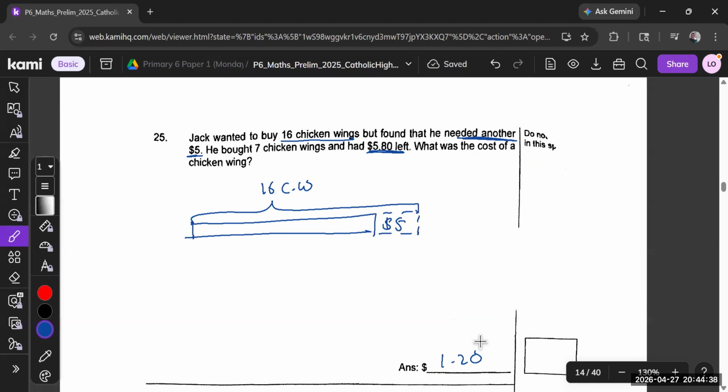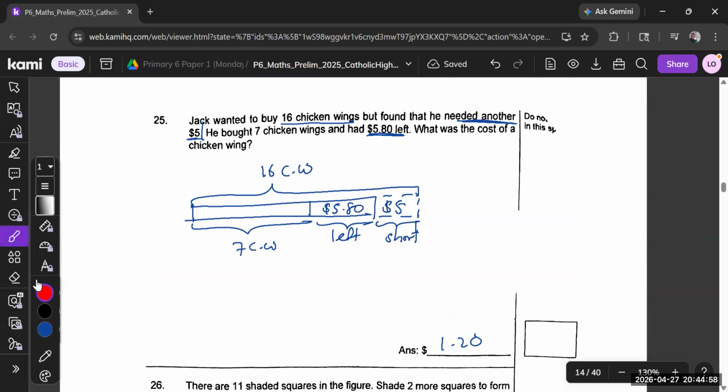Okay? All right. Then you draw the next sentence. He bought 7 chicken wings. Cut and label 7 chicken wings. And then he got $5.80 left. This is the left. This is the shortage. What is the cost of a chicken wing? If you can't put the question mark, don't put, and your model is done.